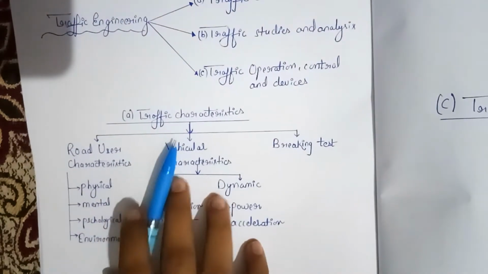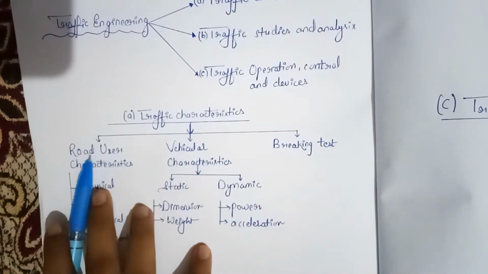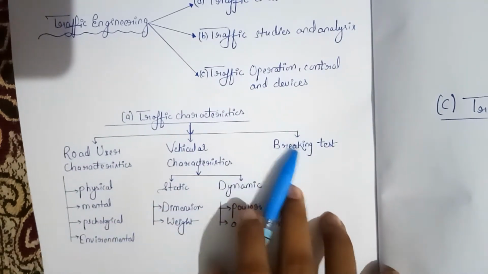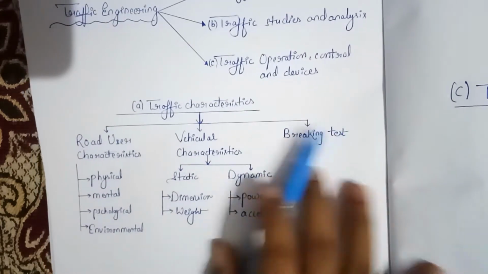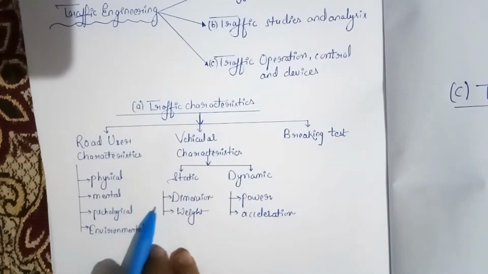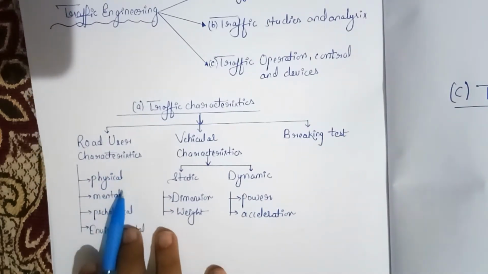The traffic characteristics are again divided into three categories. First one is the road user characteristic, second is the vehicular characteristics, third is the braking test. In the road user characteristics we have the physical characteristics, mental, psychological and environmental characteristics. Okay, we will see in detail all of them.